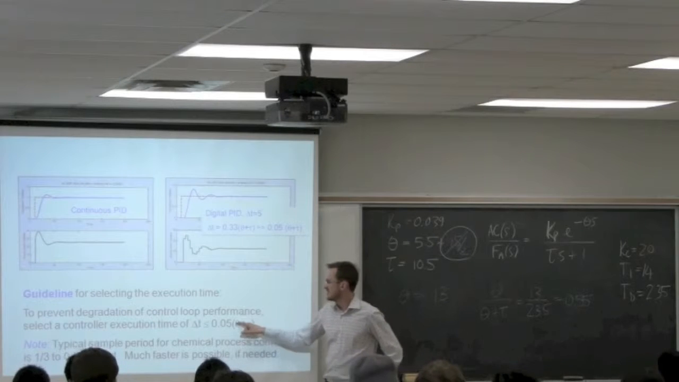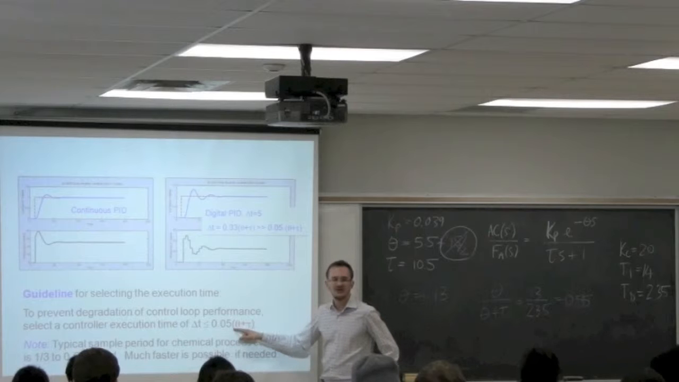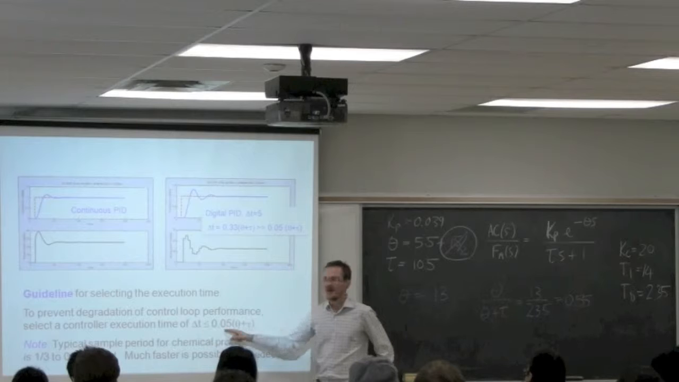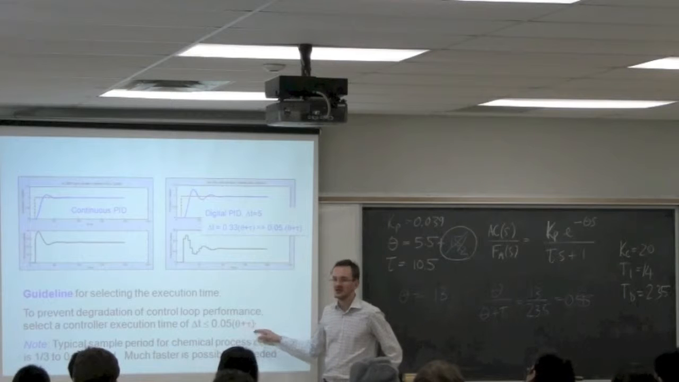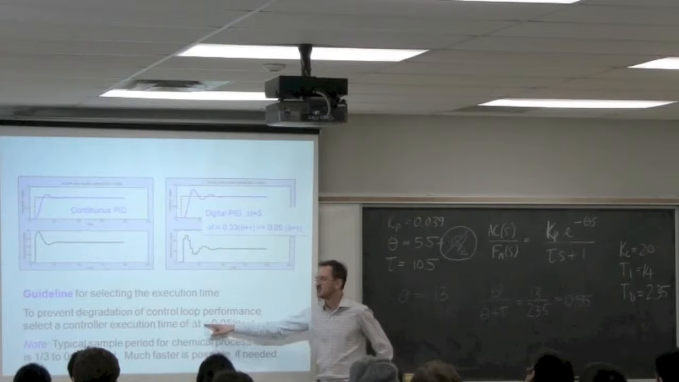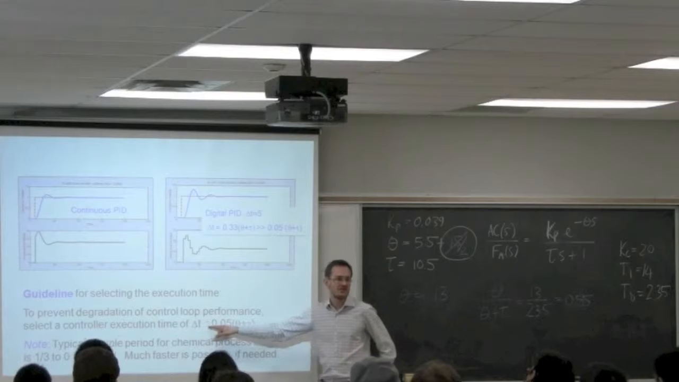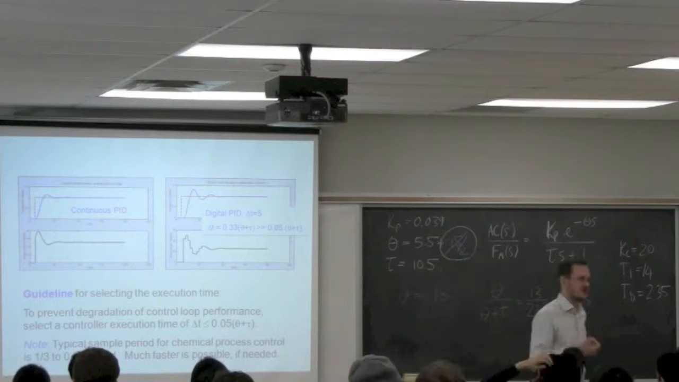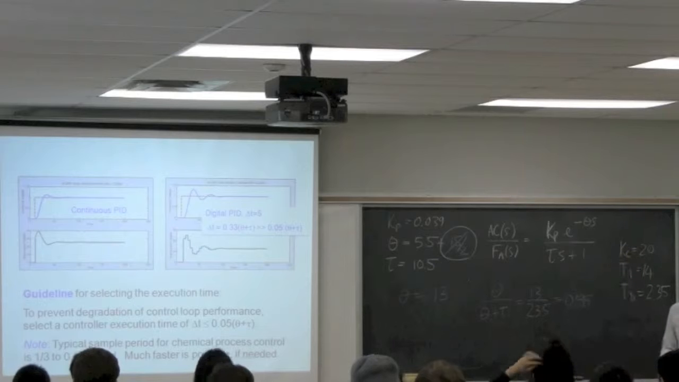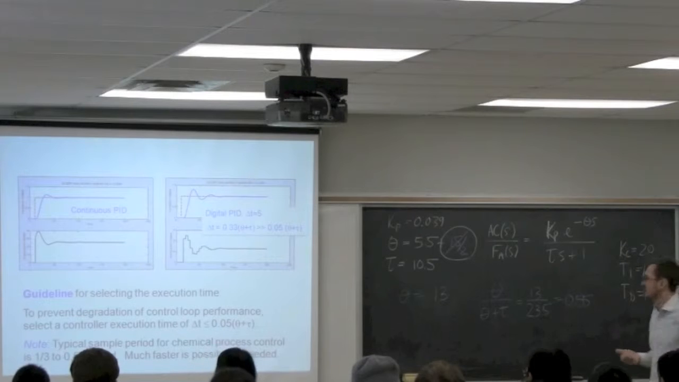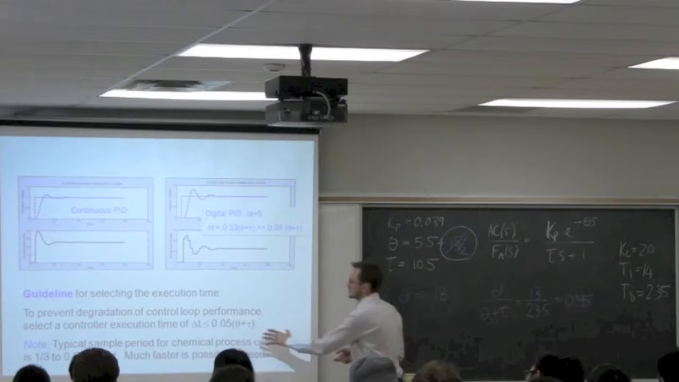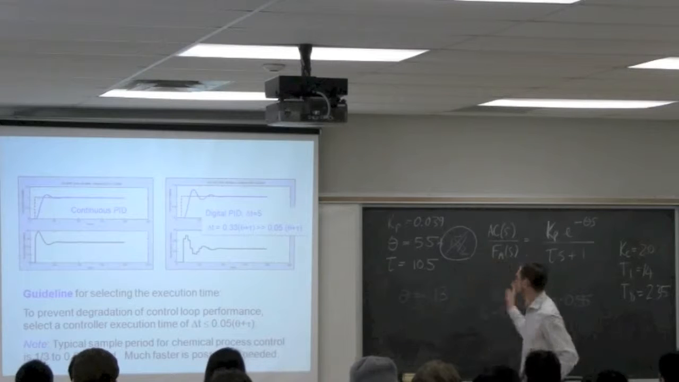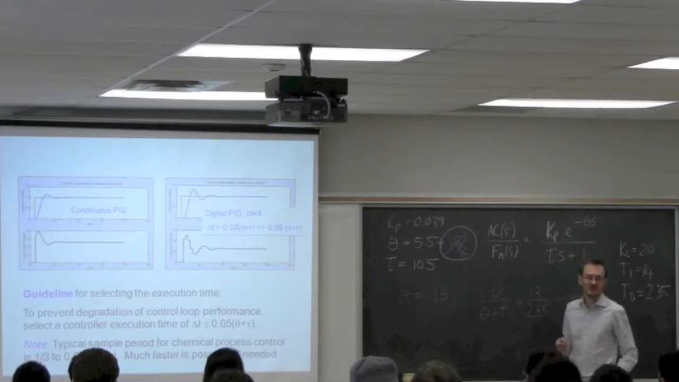So if you've got a process that's moving really slowly, you can get away with longer sampling times. If you've got a process that moves really quickly, small tau, you better be sampling much faster than that tau. So if processes change rapidly, you have to sample rapidly. Processes that are changing slowly, you sample slowly. Okay? So this rule of thumb says as long as you meet this requirement, it's as if you're tuning a continuous control. What is this requirement for this example we just looked at?